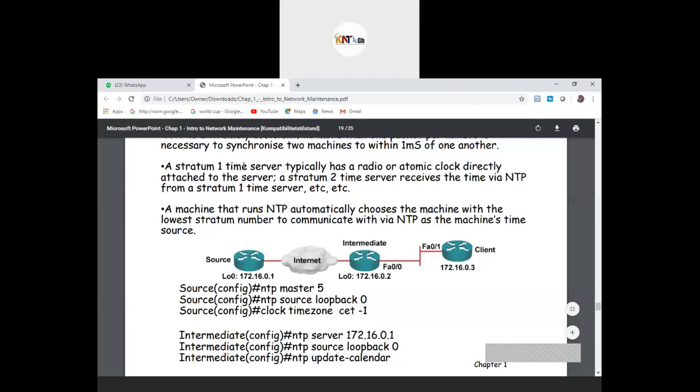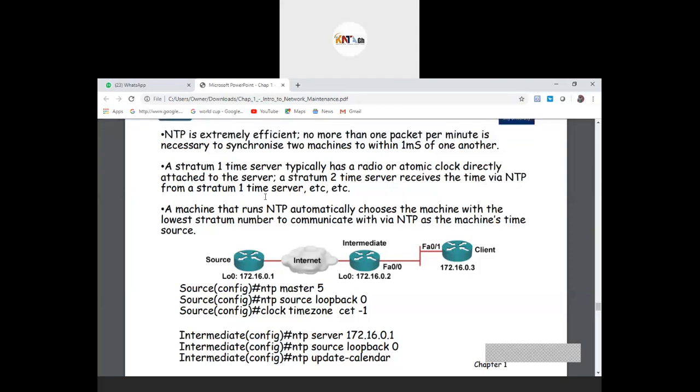So you have server 1 that has a radio and atomic clock directly attached to the server. Now, the second server receives the time through Network Time Protocol from this one so that they can converge. Because if they are not synchronized, there will be a mismatch in time, and operations and processes will have a problem.